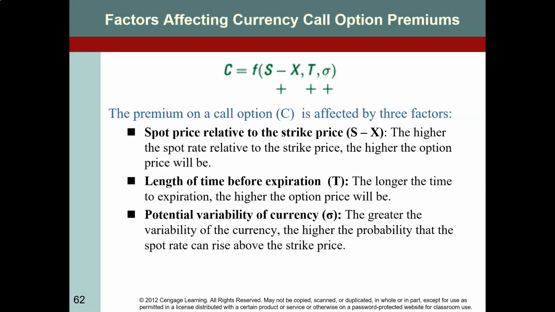Third, the potential variability of the currency. The sigma, which usually stands for standard deviation, stands for variability or volatility here. The greater the variability of the currency, the higher the probability that the spot price can rise above the strike price. So we have a higher premium this way. Okay, whether we have a higher possibility of variation, a longer time before expiration, or a higher gap between strike and spot, we would have a higher call premium to purchase the right to buy the currency at the strike price X.